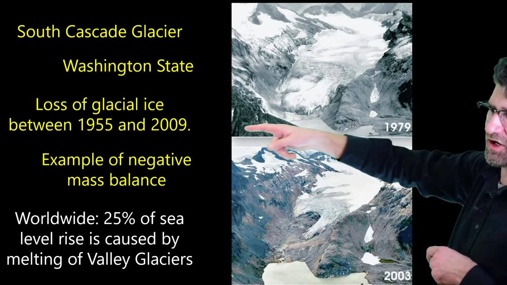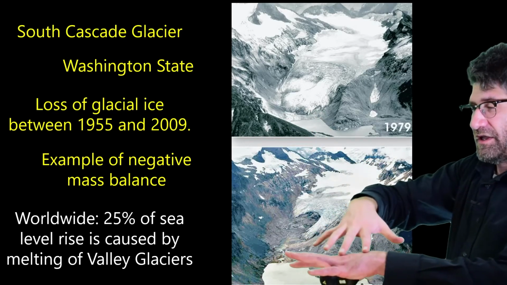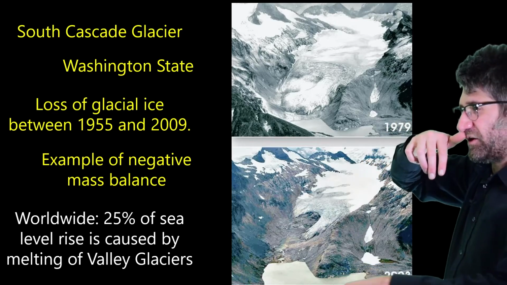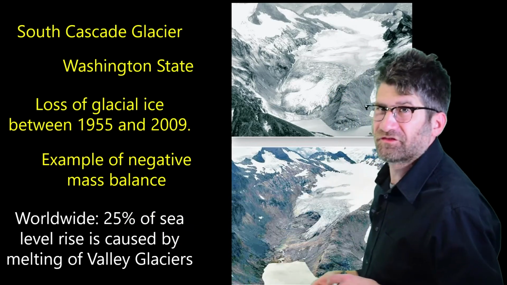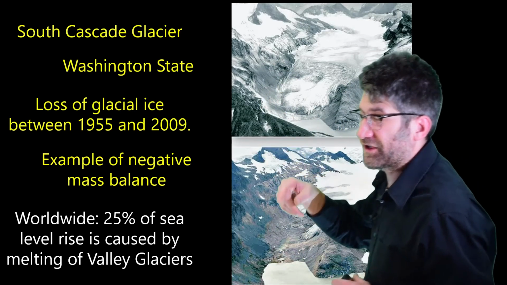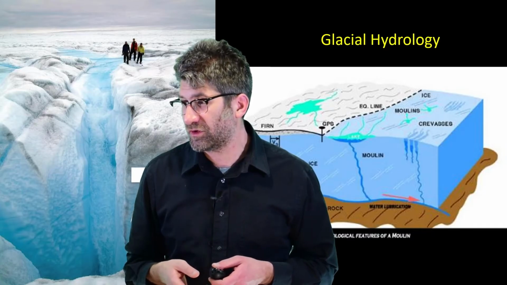We've actually been documenting loss of glacial ice here since 1955, and so here we're looking at glaciers that are receding over time. And worldwide, about 25% of sea level rise has been caused by melting valley glaciers associated, of course, with climate change and warming temperature.